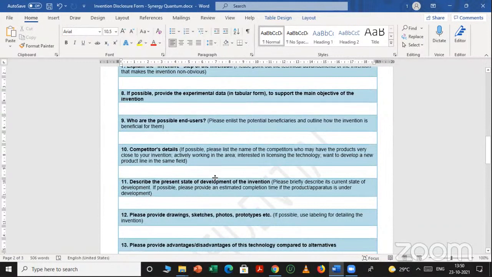Then the 10th point is, okay, you have to list out your competitors' details. Okay, who are the competitors related to your company?